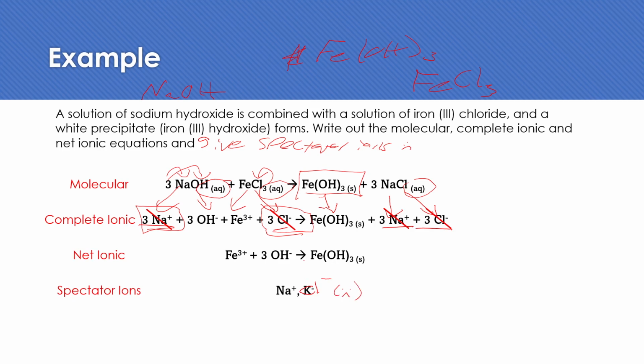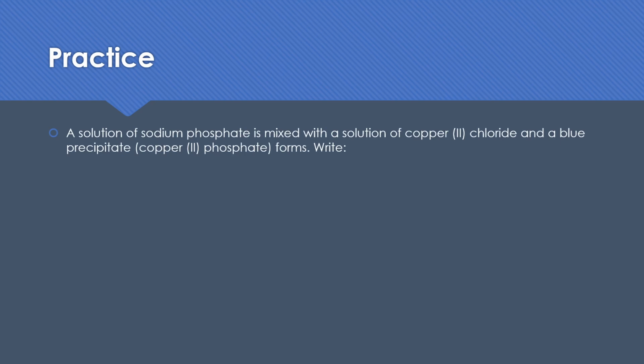So that's how you go about doing that from a word problem. So let's do some practice. A solution of sodium phosphate is mixed with a solution of copper 2 chloride, and a blue precipitate copper 2 phosphate forms. So I write the molecular equation. So again, we'll go up here and we'll say, okay, sodium phosphate is Na3PO4. Copper 2 chloride is CuCl2. And copper 2 phosphate is Cu3(PO4)2.